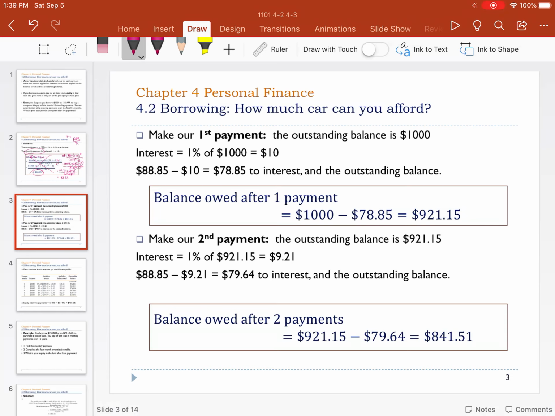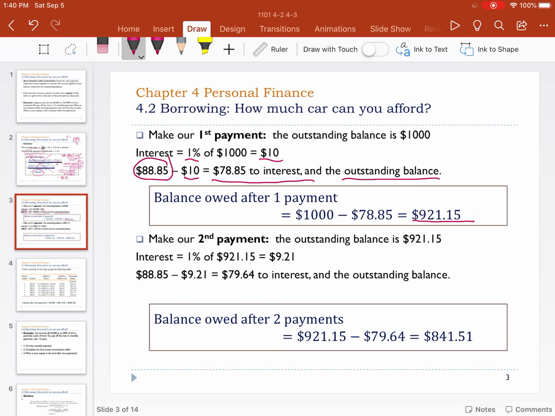And to build these tables, they're not super thrilling to do, but it does show you a point that they're making. The interest on the first payment, the first period of time, first month, is $10. 1% per month of the 1,000. That means you're paying in the first month $10. Because the payment has to be $88.85, and we take the $10 away for the interest. Well, actually, that's what you're actually paying to the principal. And so we've got $78.85 to the principal, and the outstanding balance is the subtraction of all of that.